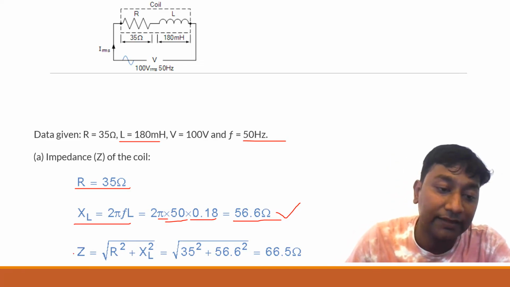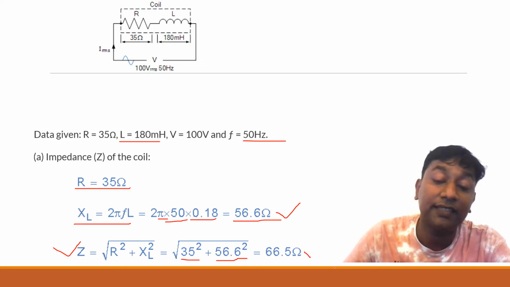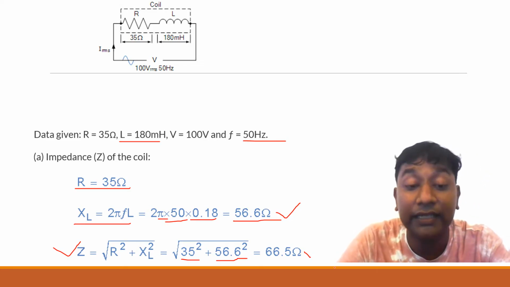And Z, the impedance, Z equals root over R square plus XL square. R means 35, XL is 56.6. So the answer is 66.5 ohm. So that is the impedance of the coil.